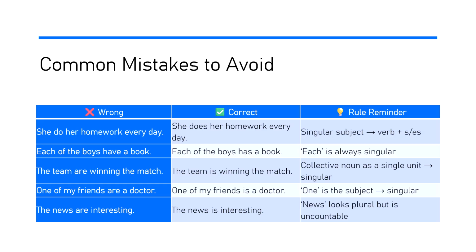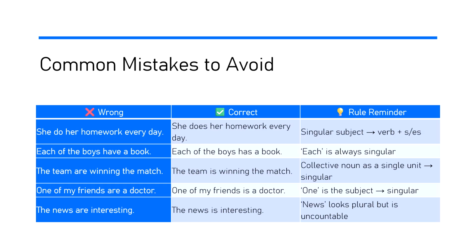Now, the team are winning the match. Here, the team is acting as one unit. So the correct form is the team is winning the match. But if you said the team are arguing among themselves, that would also be fine because now you mean the players individually. Fourth one, one of my friends are a doctor. The subject here is one, not friends. So it should be one of my friends is a doctor.